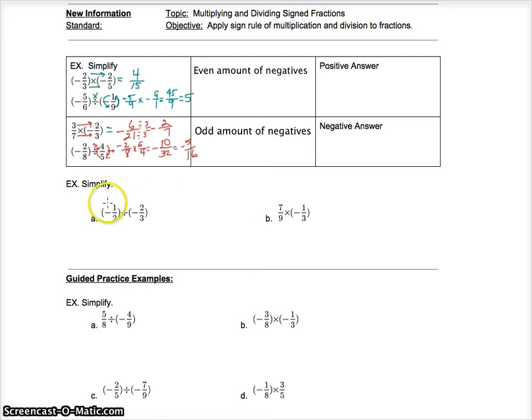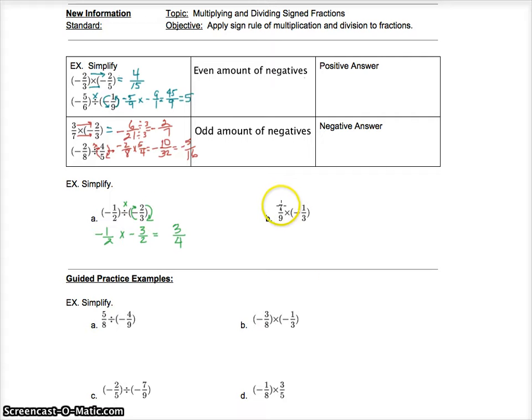Down here I've got letter A, it's negative 1/2 divided by negative 2/3. So for division, I need to remember to change it to multiplication of the reciprocal. So we'll go down here and change that to negative 1/2 times negative 3 over 2. I'm going to go ahead and multiply. 1 times 3 is 3. 2 times 2 is 4. There's an even number of negatives, so my answer is positive.